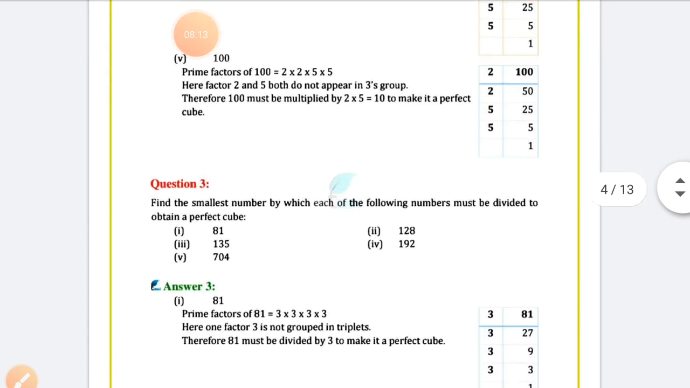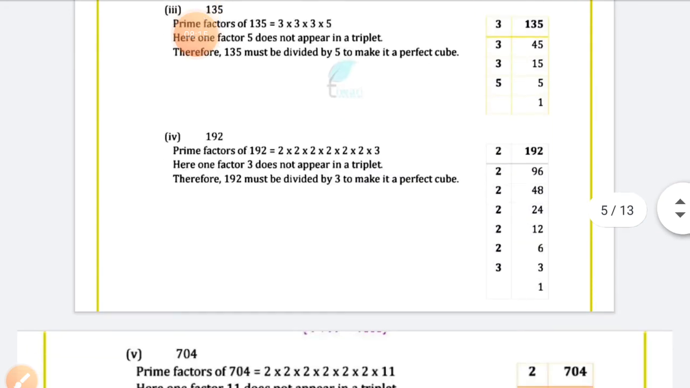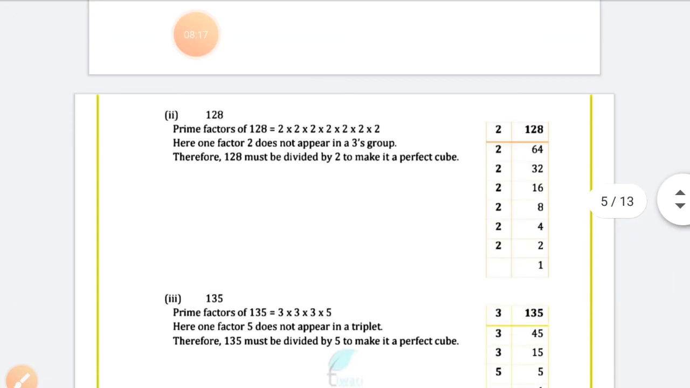So here up to question number 2 we are completing. Remaining questions we will see in the next lecture.